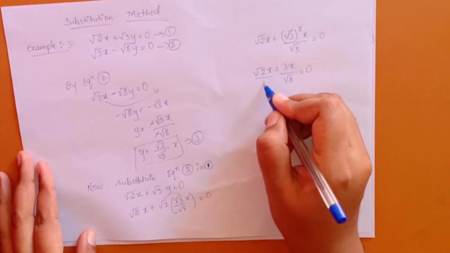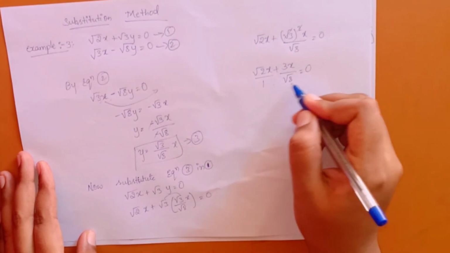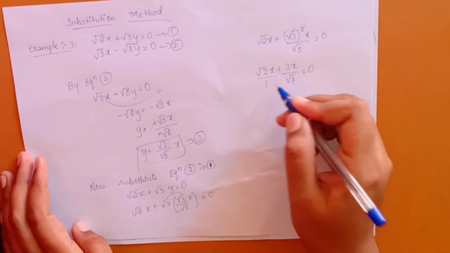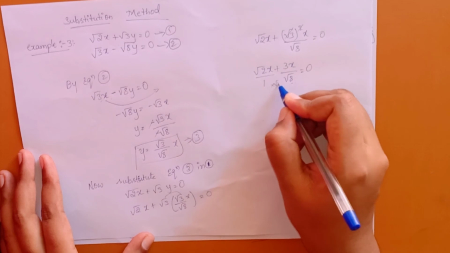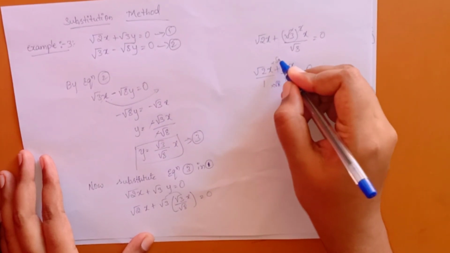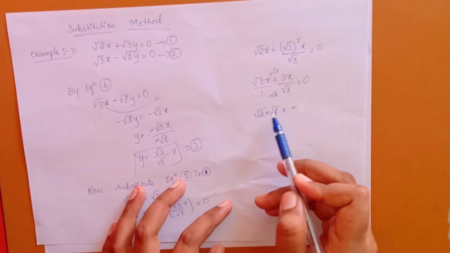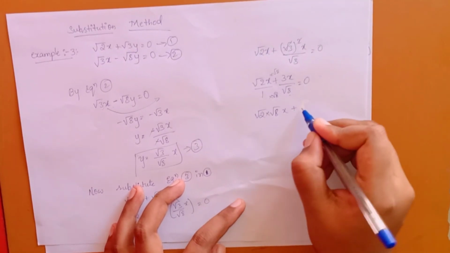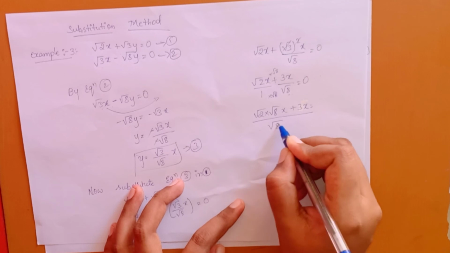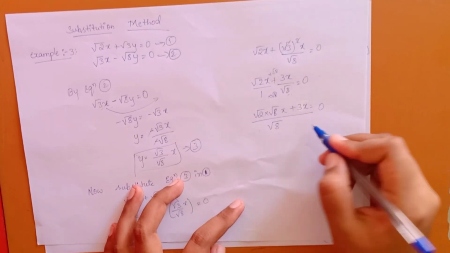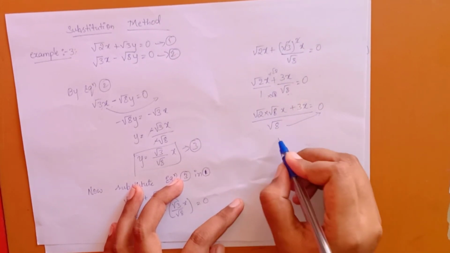So nothing is there, 1 will be there. So we need to take the LCM for root 8 and 1. So it's obviously root 8 only. So multiply numerator and denominator both by root 8. So root 2 into root 8 x plus 3x, like that only, divided by root 8 is equal to 0. So now we will cross multiply with 0. So we'll get 0 only.